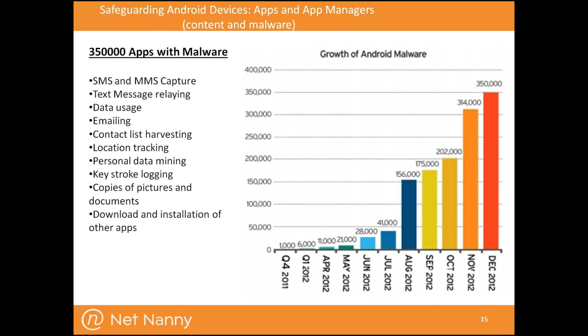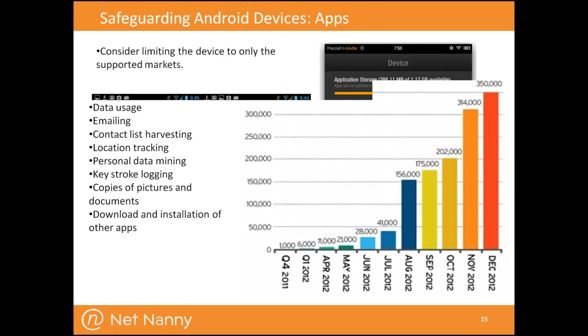And the thing about these malware apps that makes them different from desktop computers is they don't get installed accidentally. The way that they're installed is by you selecting to install an app. And then the app does what it was designed to do. So there's a few things you can do to help safeguard against this.